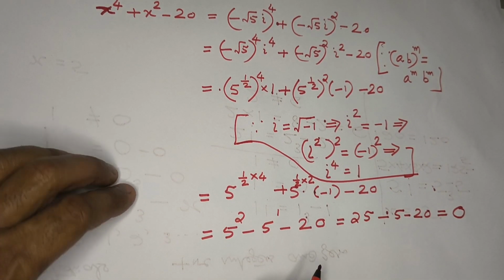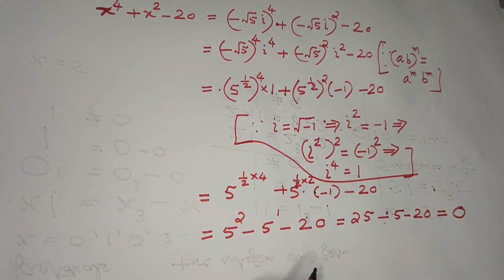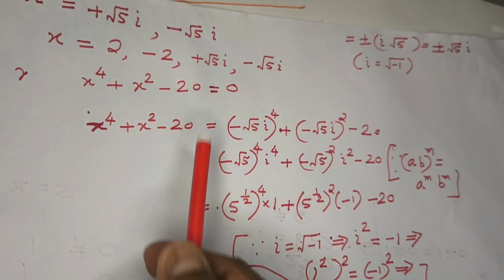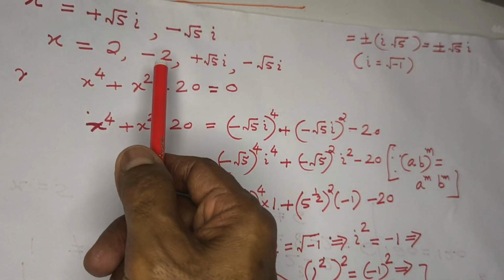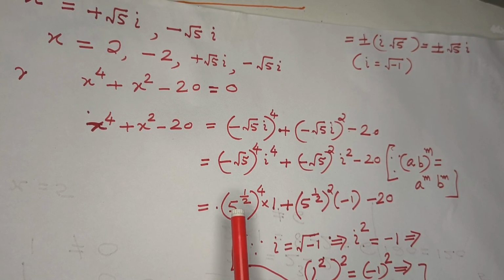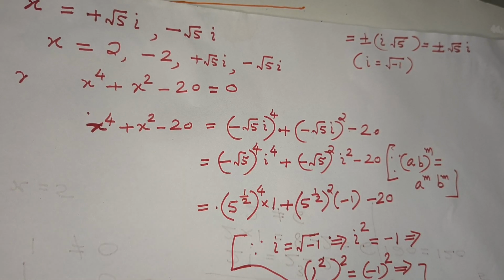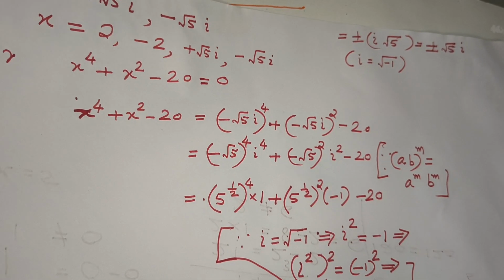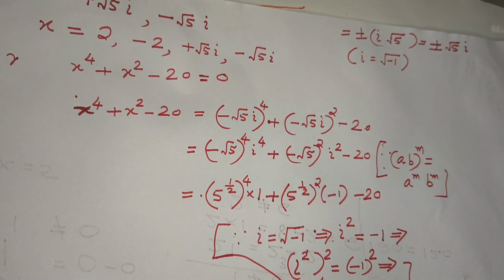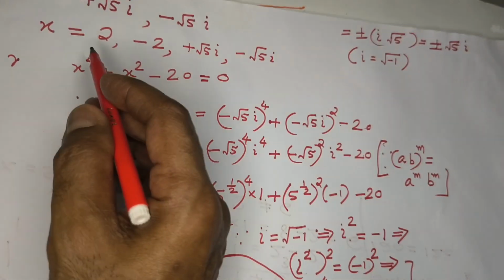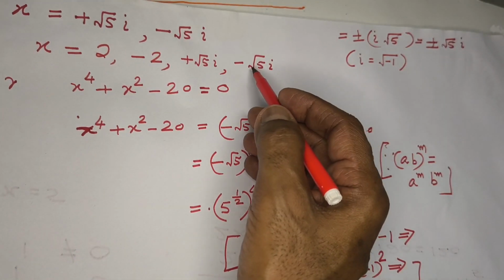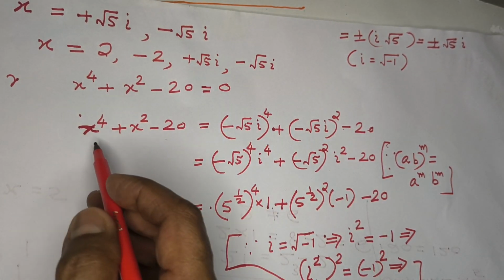What does this indicate? This is the correct root. These are the other 3 roots. Plug in those 3 roots one by one in the main equation given. You should get 0. This is the final answer. These are the 4 final roots of the given equation.